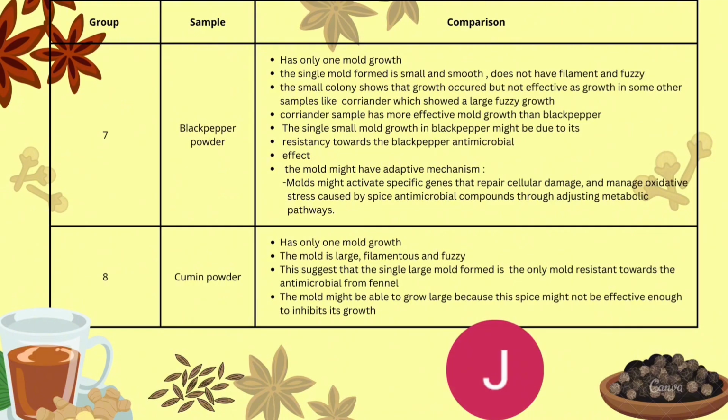Then group 8, which uses cumin powder, also had one mold growth, and the single mold form is large and fuzzy. This mold might be resistant towards the antimicrobial compound of the cumin, and the mold might be able to grow large because the spice might not be effective enough to inhibit its growth.